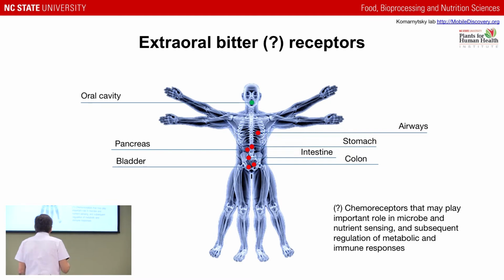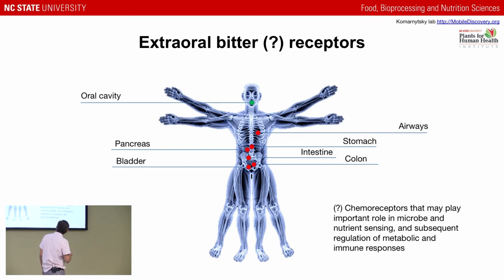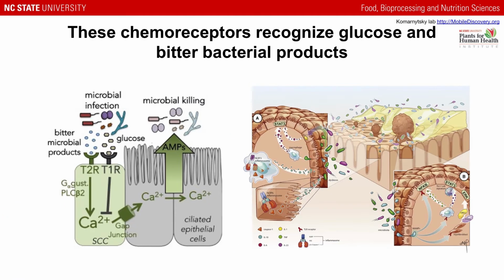Okay? So currently, we believe that these type of receptors, the extraoral so-called beta receptors, play a very critical role in our interaction with the microbes, which are found, surprise, surprise, mostly on the surfaces of these organs, with nutrients, and with the regulation of metabolic and immune responses which follow as a result of interaction with these compounds. So basically, a very interesting thing happens. The most advanced studies that we have right now are done in the lungs. So I'll tell you the story of the lungs.